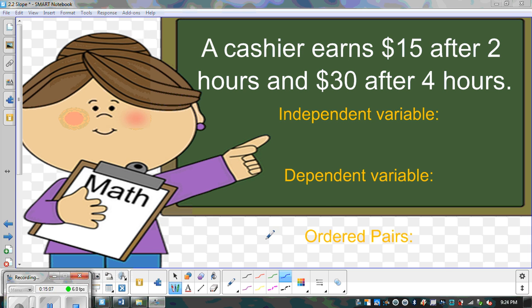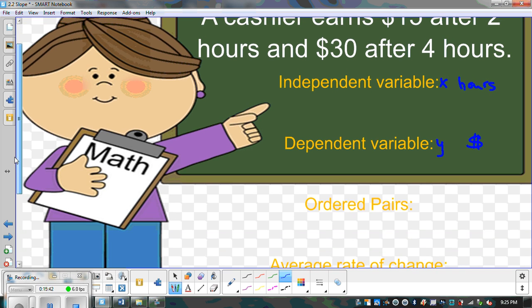So for this final example in your notes, you're writing down the example that a cashier earns $15 after 2 hours and $30 after 4 hours. We need to identify which one is the independent X value and which one is the dependent Y values. When I think about these, the dependent, the money, depends on the amount of time or hours we have worked. So the hours are independent, time goes on no matter what, but the money does depend on something. The money you get on your paycheck depends on the time you've worked.